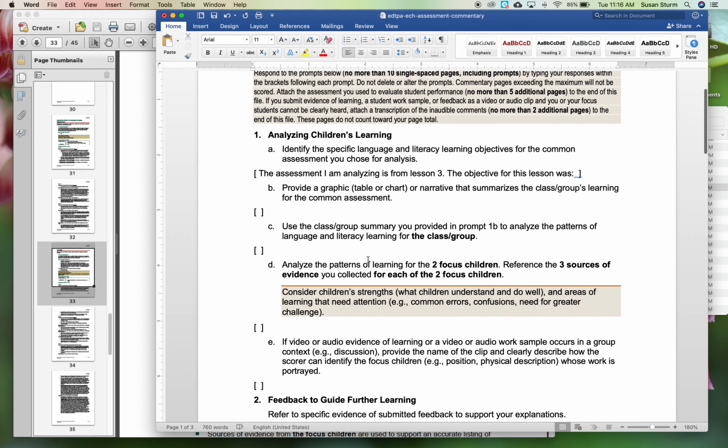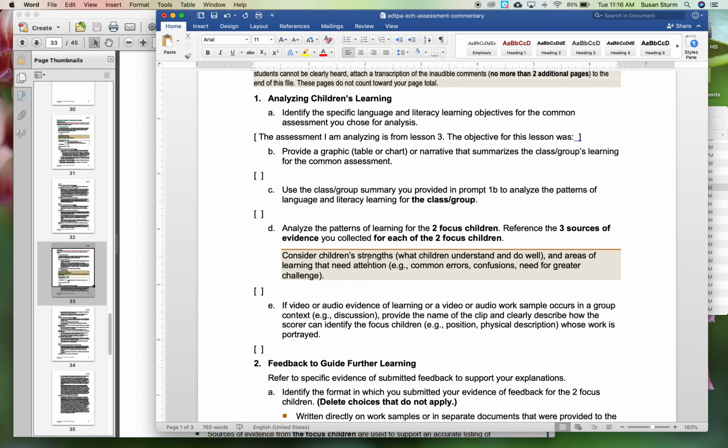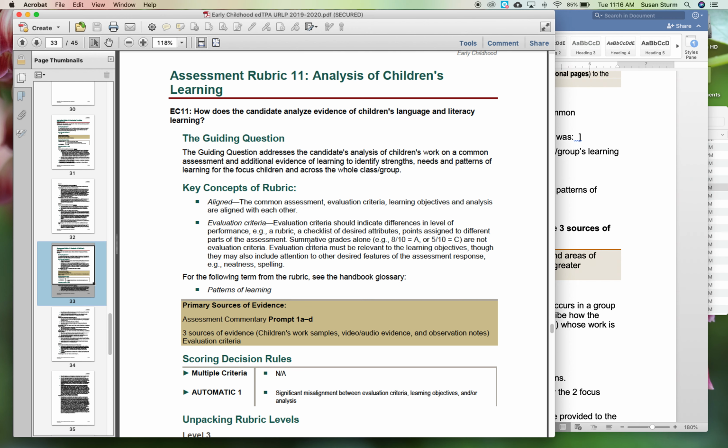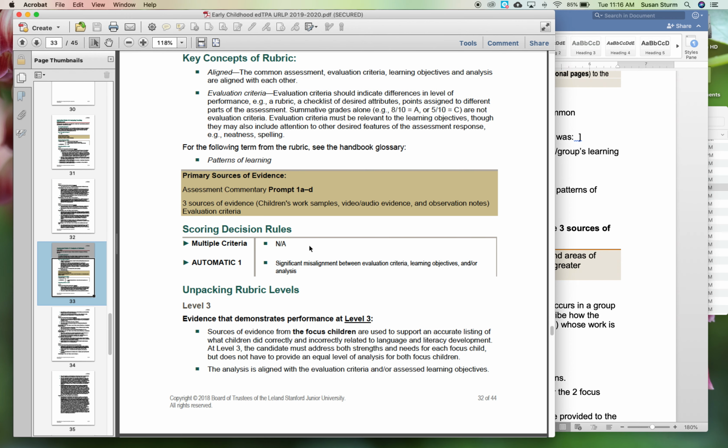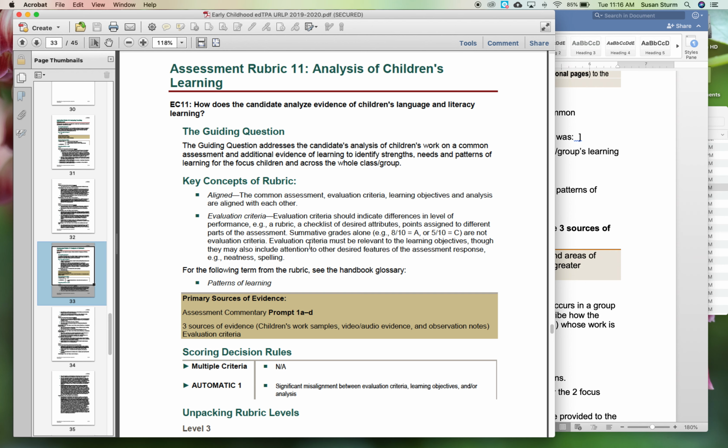For this one, they want a graphic or a narrative description that summarizes the entire group's learning for that common assessment. And here is where it's really helpful to go out to the rubric. So I'm on page 32 of this rubric. They have different levels of expectation for how you're going to grade your students. I think it's helpful here to start with the key concepts.